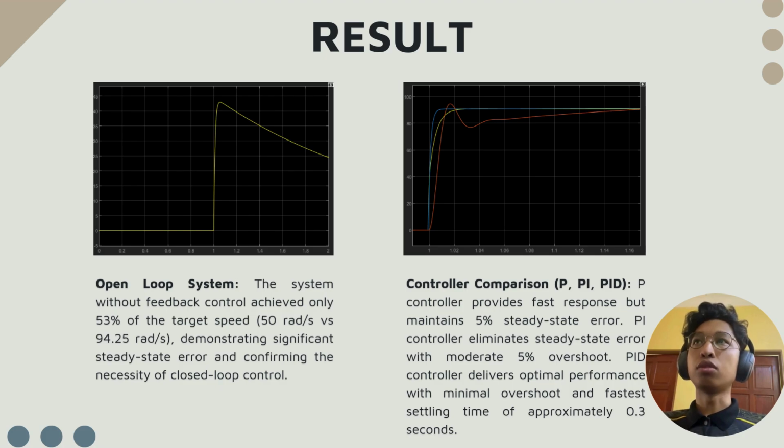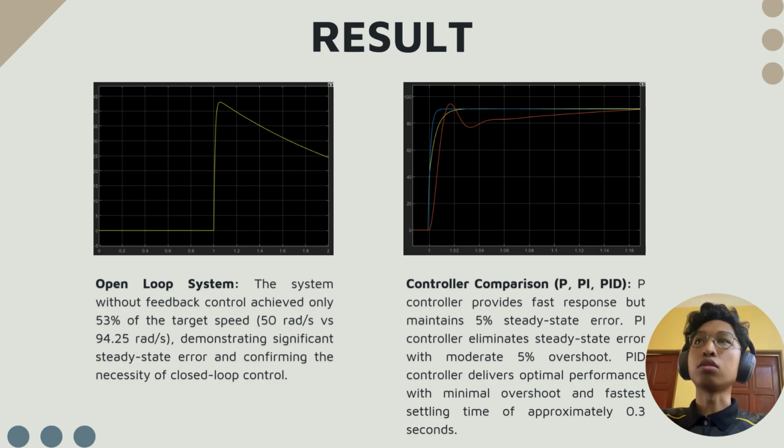For the open loop system, we got the result that without feedback control, it achieves only 53% of the target speed, that is 50 radian per second versus 94.25 radian per second. So it demonstrates a significant steady state error, confirming the necessity of closed loop control.